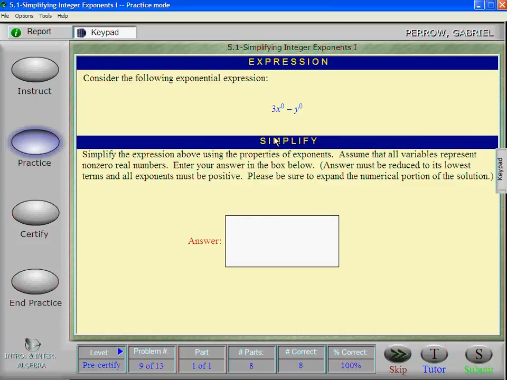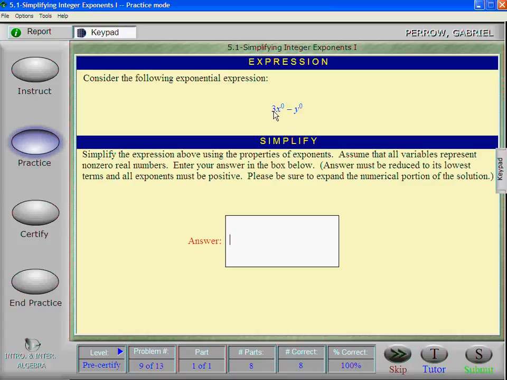Okay, weird little example here, something we haven't looked at yet. 3x to the 0, take away y to the 0. What does it mean to have something to the 0 power? Well, anything to the 0 power, except the weird case that you actually aren't going to see in here of 0 to the 0, which is indeterminate, but everything else, something to the 0 power is 1.